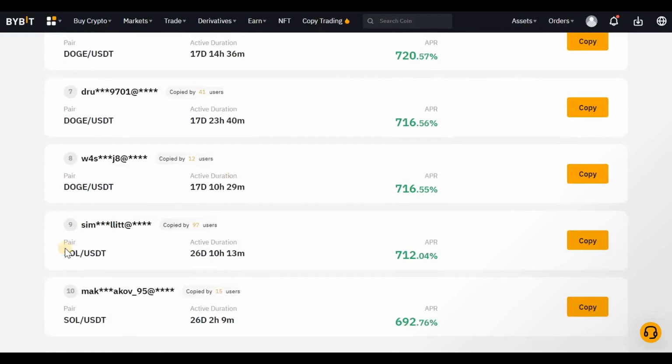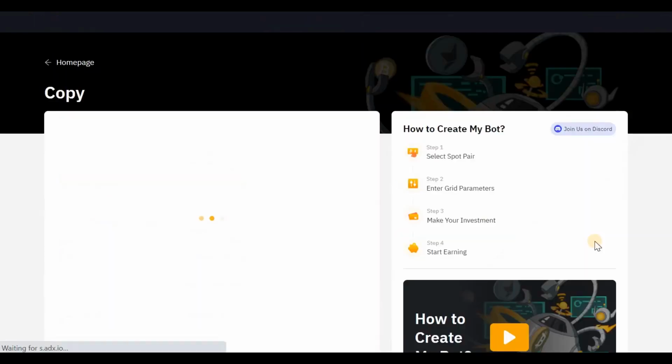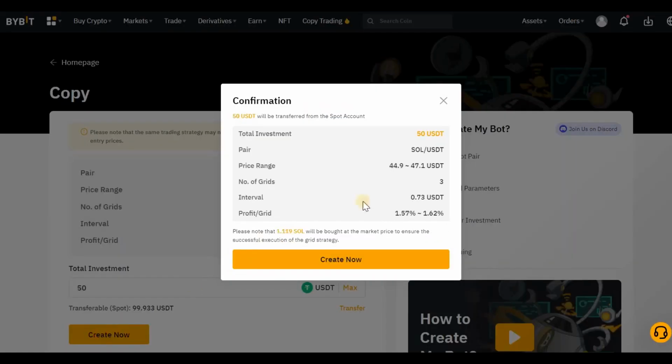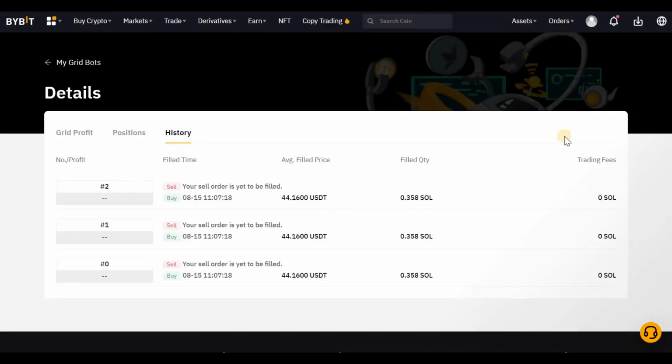I can choose to select this user right here with over 90 followers and an annual percentage rate of 712%. I would click on copy. This right here are the details of this trading bot. The price range at these levels with about 3 grids. If I choose to invest in this bot, my minimum amount would be 31 USDT. I can go ahead and input 50 USDT and copy this strategy. I would confirm this. This is basically how to use the Bybit trading bot.